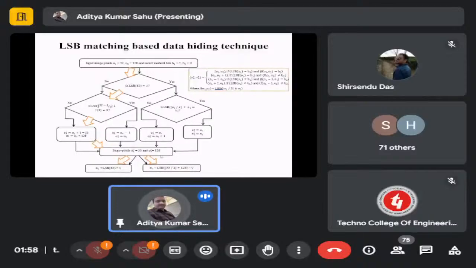And from here, how will the receiver find out the hidden information? What is the hidden information? B1 and B2, 1 and 0. How will it find 1 and 0? It will just find the LSB of the first stego pixel. That is, 33's LSB is 1. So we got B1.